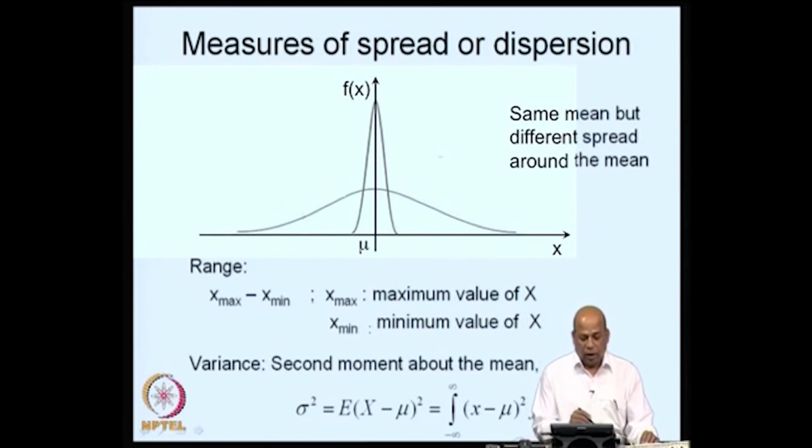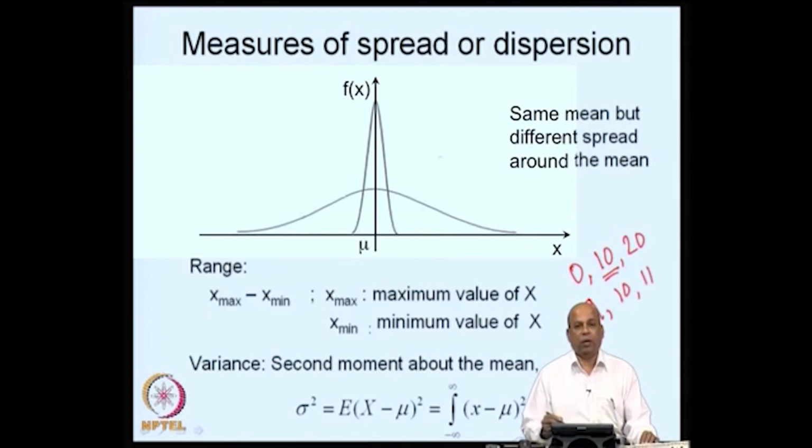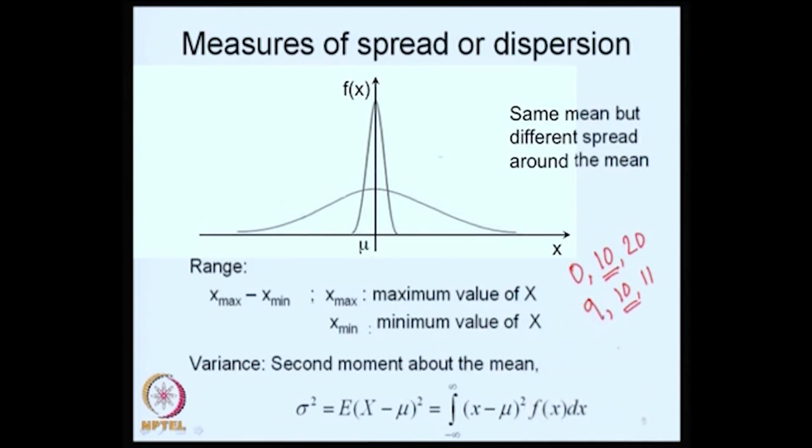Let us say you look at a sample consisting of values 0, 10 and 20. Let us say there are 3 values in the sample. What is the sample estimate of the mean? It will be simply the arithmetic average, and therefore, it will be 10. We have another sample which has again 3 values, but the values are 9, 10 and 11. Again the sample estimate of the mean is 10, which is the arithmetic average.